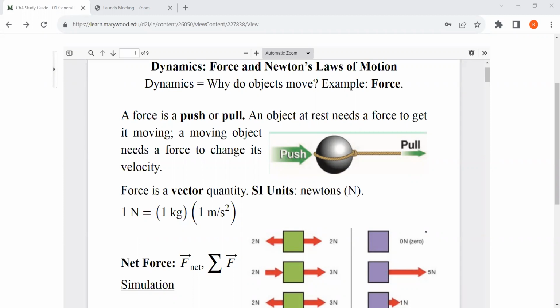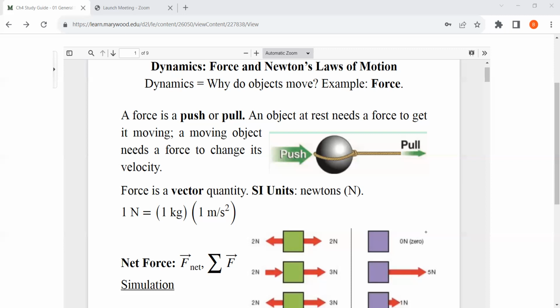All right, so in chapter 2 and chapter 3 you learned about kinematics. Kinematics tells us how objects move, and here in dynamics you are going to learn about why objects move. The first topic you are going to learn is force. So let's start to learn about force.